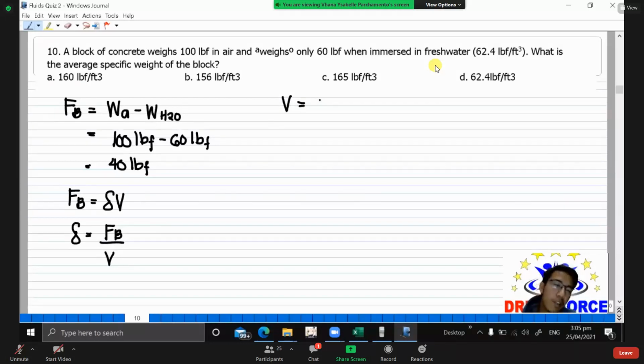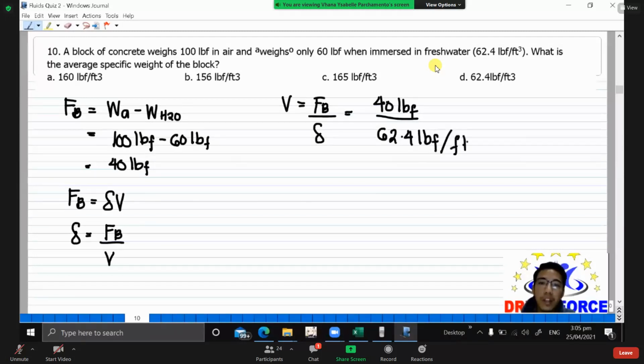So using this formula pa rin. So ang volume natin, that is the buoyant force divided by the specific weight. Yung buoyant force natin is 40-pound force. Divide natin ng specific weight ng water. Ito, you have 62.4 pound force per cubic feet. So yung volume natin is 40 over 62.4 cubic feet.